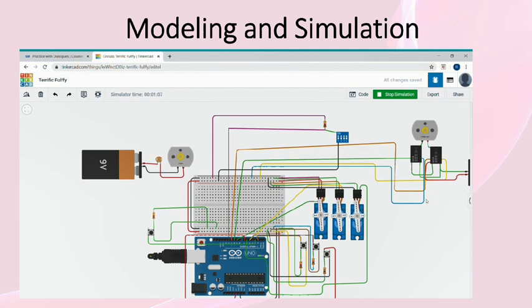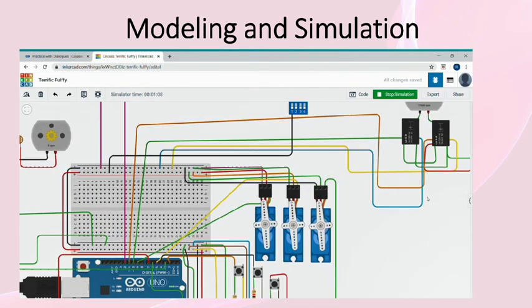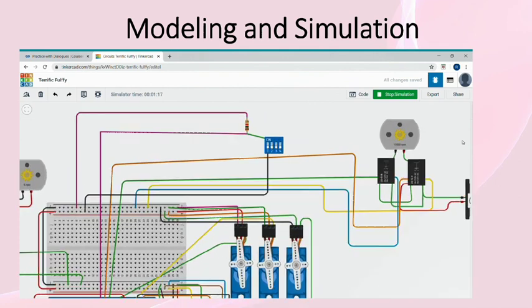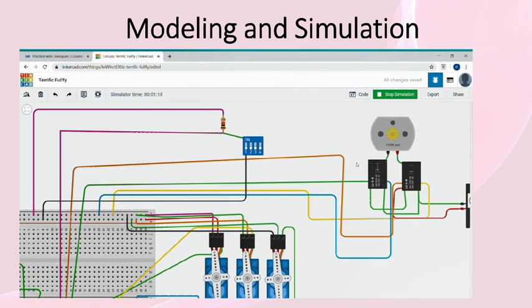Let me move to the third subsystem. It is connected to the battery and the DC motor is connected with two relays and a switch. So this subsystem will indicate the movement of the conveyor belt. The movement of the conveyor belt can be controlled with the help of the DC motor.